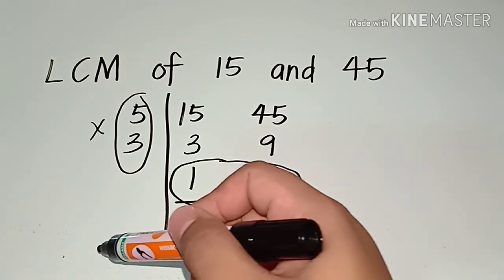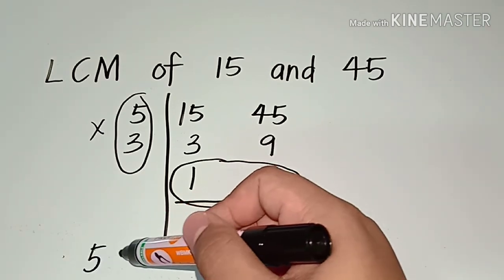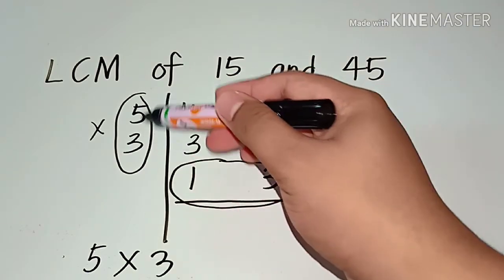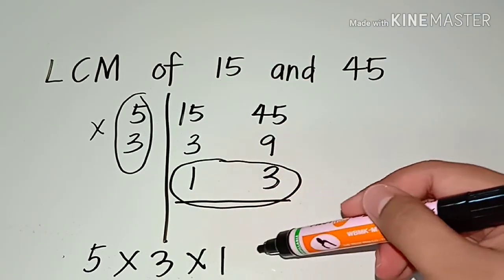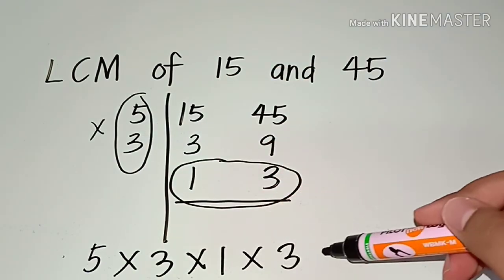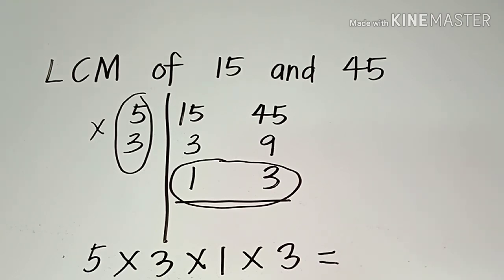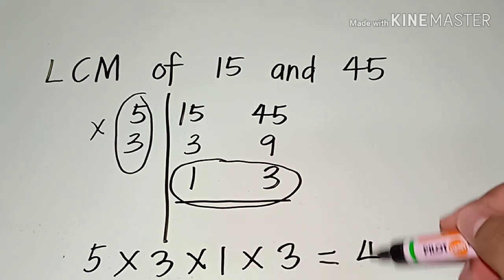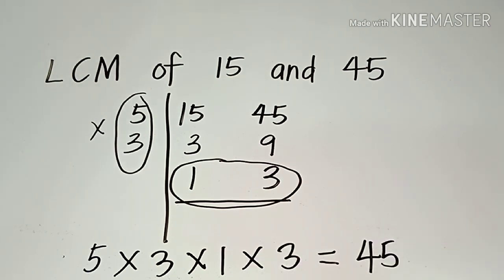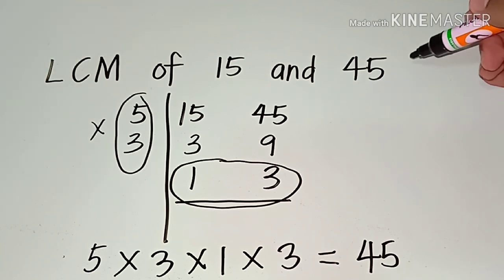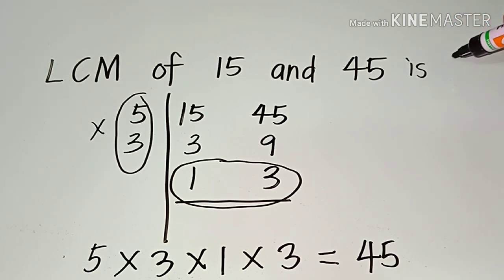So that means you will have 5 times 3 times 1 times 3 for you to get the least common multiple of 15 and 45. Now let's multiply. 5 times 3 is 15, times 1 is 15, times 3 is equal to 45. So that means the least common multiple of 15 and 45 is 45.